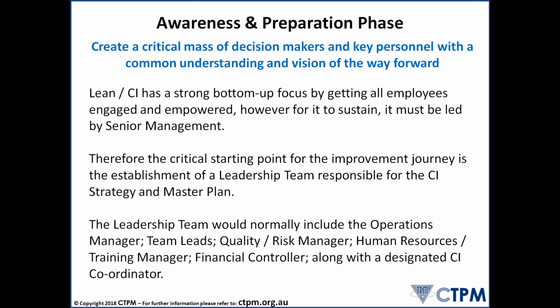Often that leadership team would be made up of operations manager, team leads, quality risk managers, human resources, training managers. You want the financial controller in there because we want to track savings, we want to track dollars, and we want to know figures, and along with a designated CI coordinator. So there should be a CI coordinator, but it is not their job to drive this or own this. It is owned by the leadership team. So that is the very first thing you need to do, is identify a leadership team that is going to own the CI journey, the continuous improvement journey.